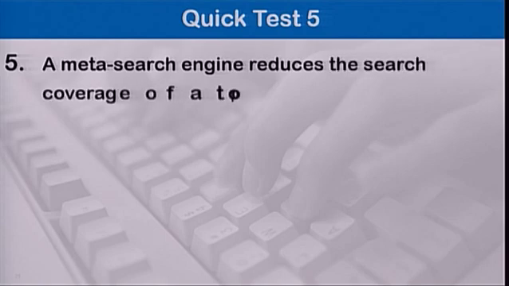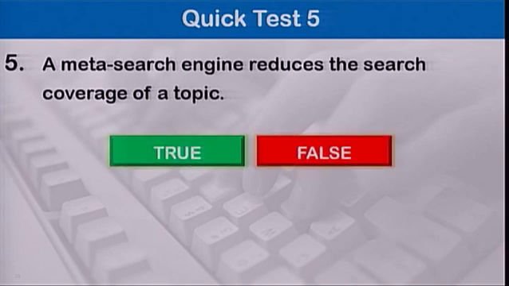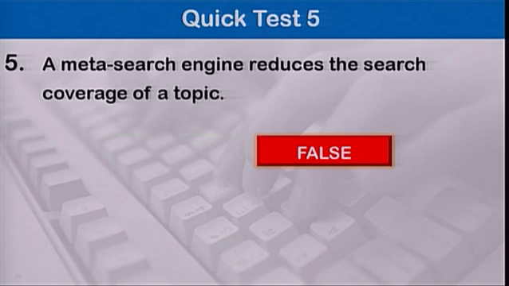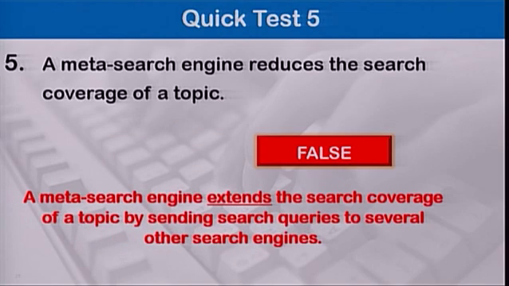Question 5. A meta search engine reduces the search coverage of a topic. Is it true or false? False again. A meta search engine extends the search coverage of a topic by sending search queries to several other search engines.